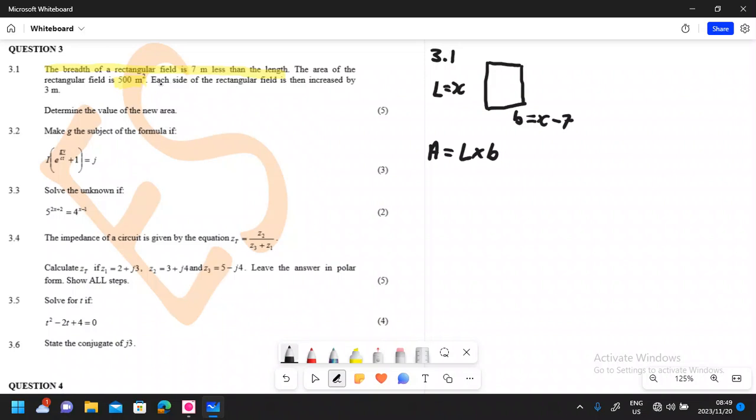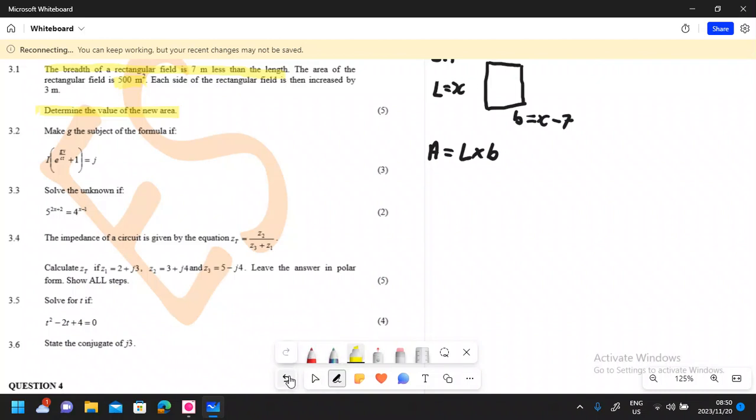Then let's continue and read the last part of this paragraph. They say each side of the rectangular field is then increased by 3 meters. Now they want you to determine the value, let me highlight this, the question. The actual question here, they want you to determine the value of the new area. Basically, they say when each side is increased by 3, what is the value of that area? Remember, before it was increased by 3, the value of the area is 500. Then after, the value of the area is what? That's basically what they are asking there.